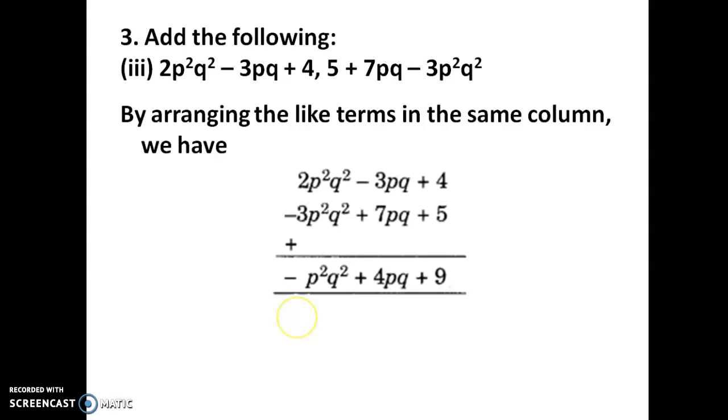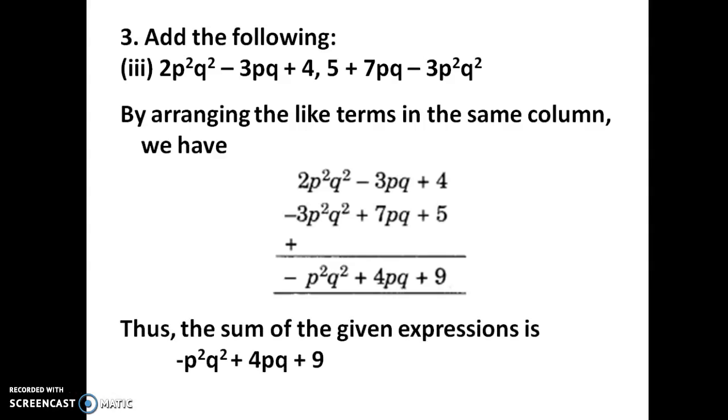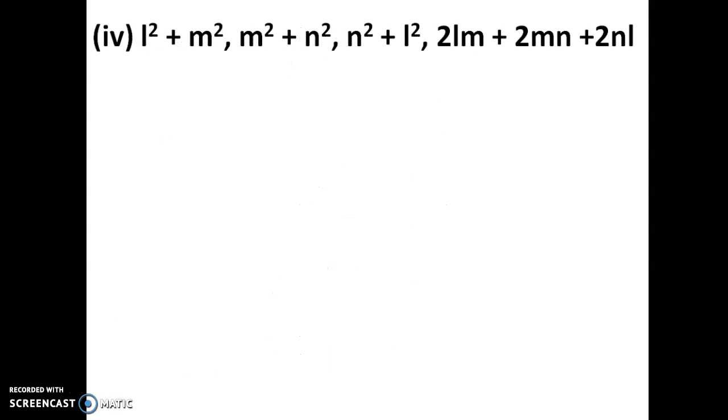So that sign you should put in the solution, okay. So that's why you are getting minus 1. You need not write 1. You can simply write minus only, okay. You need not write 1 everywhere. You can simply leave the variable as such. That means it is having 1 as coefficient, okay. That's the solution. So the sum of the given expressions is minus p square q square plus 4pq plus 9.